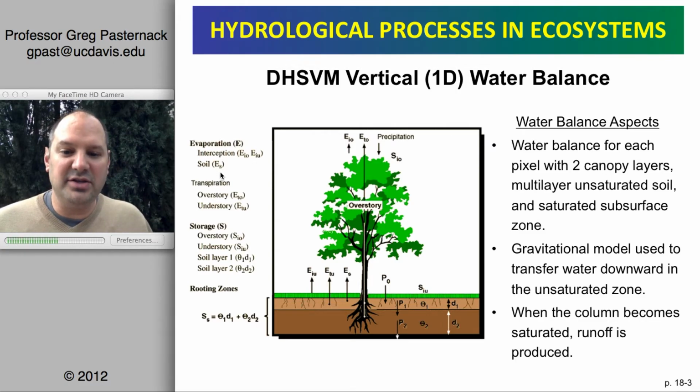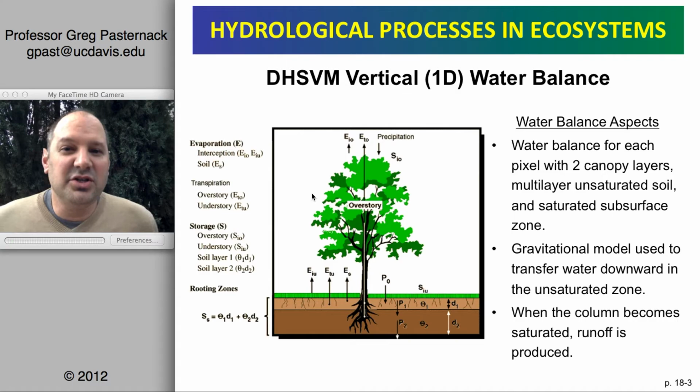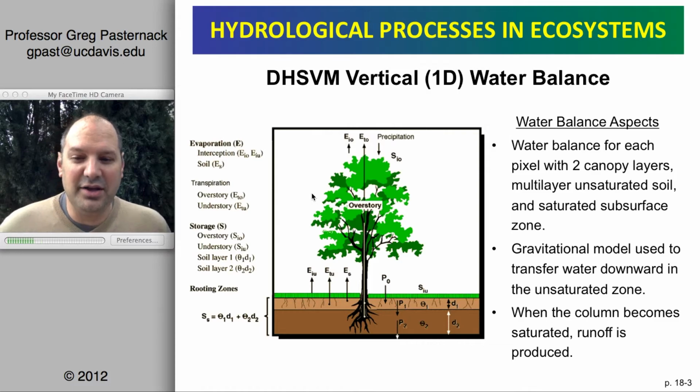ES is evaporation from the soil. There's also transpiration, so that's ET for the overstory and understory. So that's 5 different types of evapotranspiration. You can see already, compared to the SCS rainfall runoff curve number approach that we did for lumped modeling, we've got a lot more hydrology going on here.